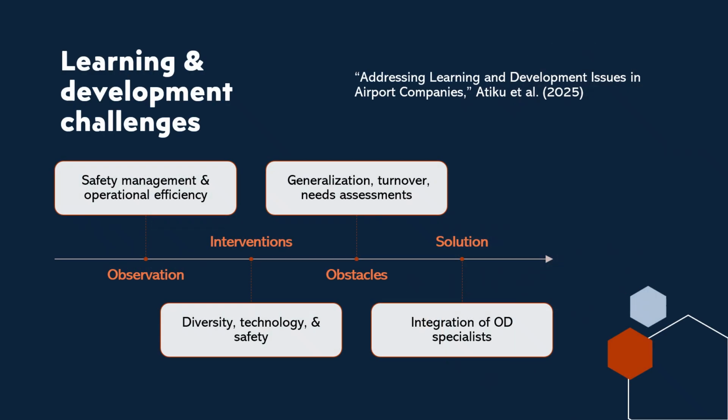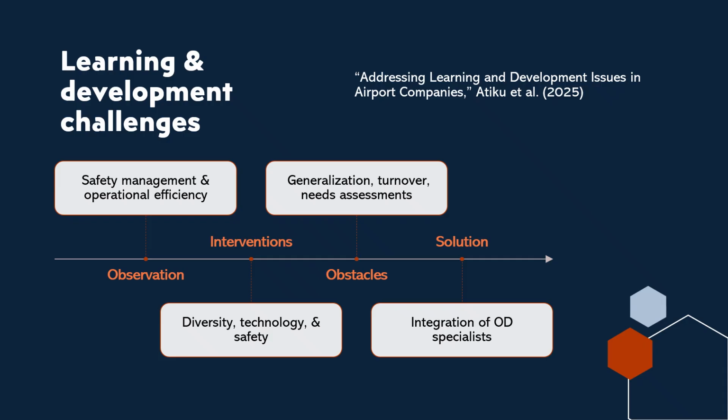In their 2025 article addressing learning and development issues in airport companies, Atiku et al. reinforced the point I made during the introduction that the aviation industry thrives on safety management and operational efficiency, administered and carried out by a highly skilled and constantly developing workforce. The group posits that airport L&D leaders can sculpt a more effective workforce by focusing on the 3 areas of intervention, including cultural diversities, technological proficiencies, and safety security checks.